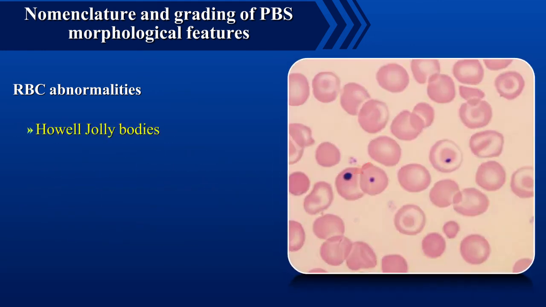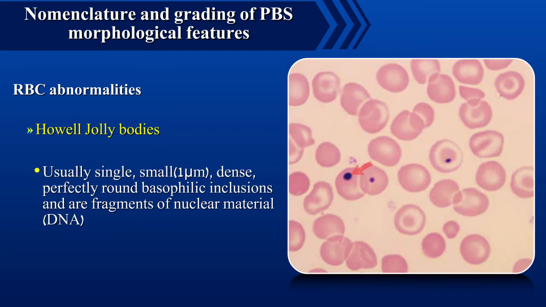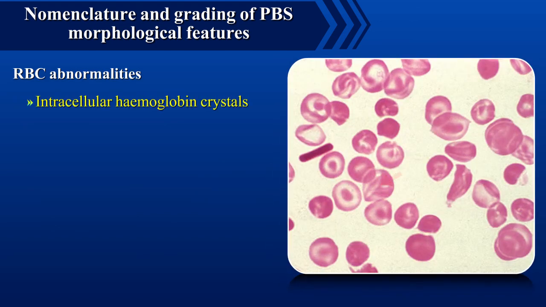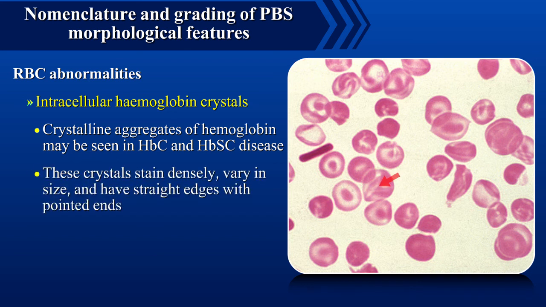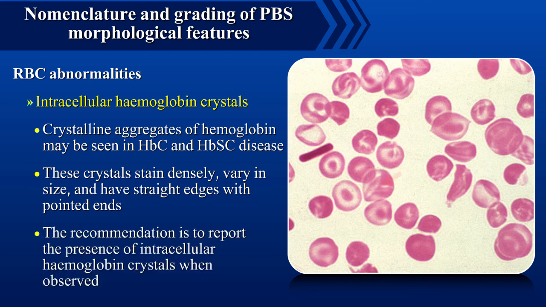Howell-Jolly bodies are usually single, small, about 1 micron in size, dense, perfectly round basophilic inclusions, and are fragments of nuclear material. Intracellular hemoglobin crystals are crystalline aggregates of hemoglobin that may be seen in hemoglobin C and hemoglobin SC disease. These crystals stain densely, vary in size, and have straight edges with pointed ends. The recommendation is to report the presence of intracellular hemoglobin crystals when observed.